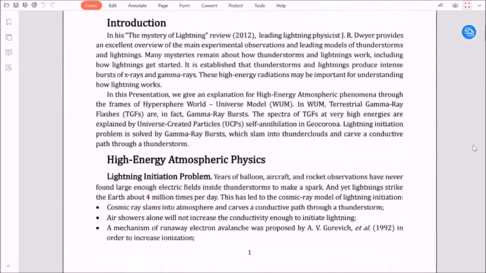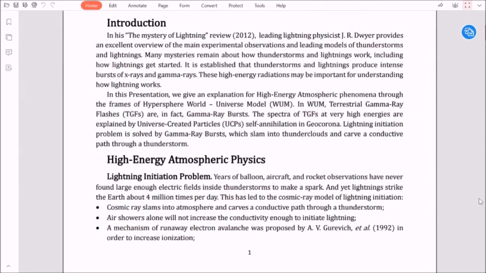In his The Mystery of Lightning review, leading lightning physicist Joseph Dwyer provides an excellent overview of the main experimental observations and leading models of thunderstorms and lightnings. Many mysteries remain about how thunderstorms and lightnings work, including how lightnings get started. It is established that thunderstorms and lightnings produce intense bursts of X-rays and gamma rays. This high-energy radiation may be important for understanding how lightning works.